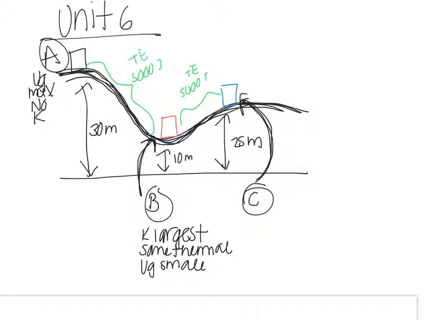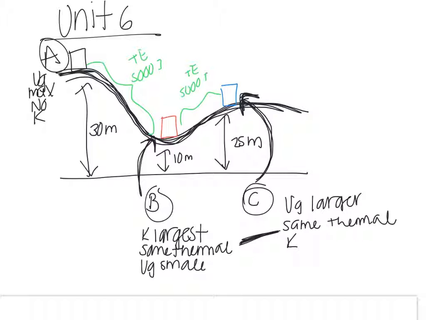Then here at C, you will notice that it's the same amount of thermal here, still 5,000. But our potential and our kinetic end up switching because now I'm at 25 meters. The original height where I'm at a max of UG is 30 meters. So you can say that you know for sure that UG will be larger, right? That's going to be your larger source of energy. You're going to have some thermal, which is going to be the same between B and C, both 5,000. And then you're going to have kinetic, which will be smaller than potential.